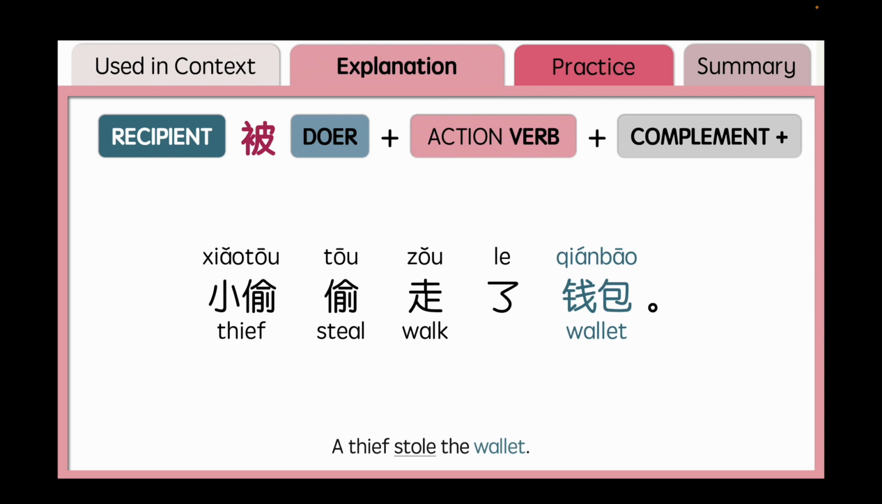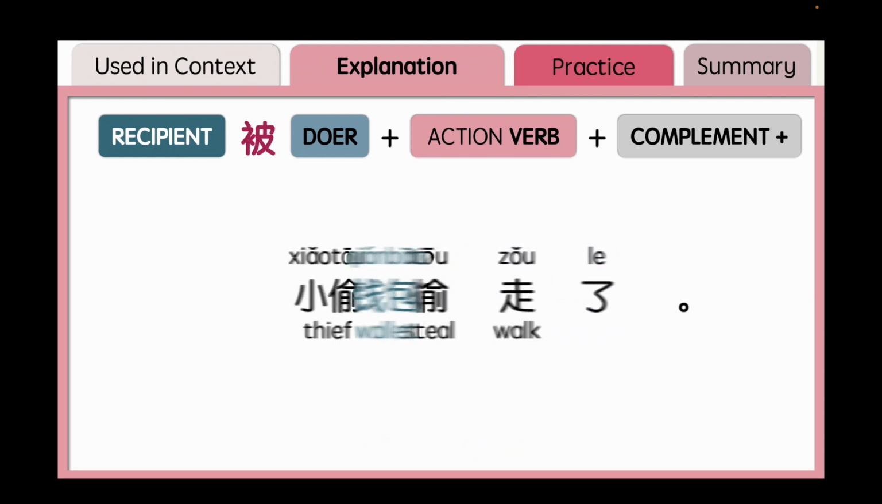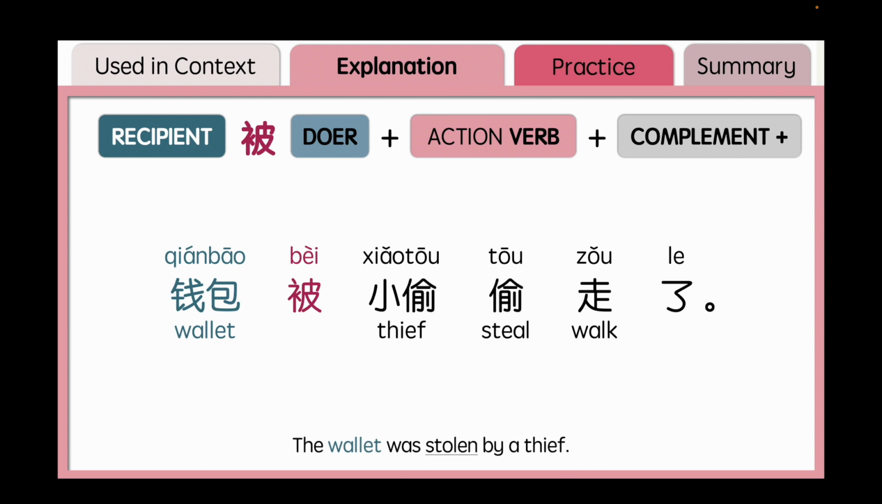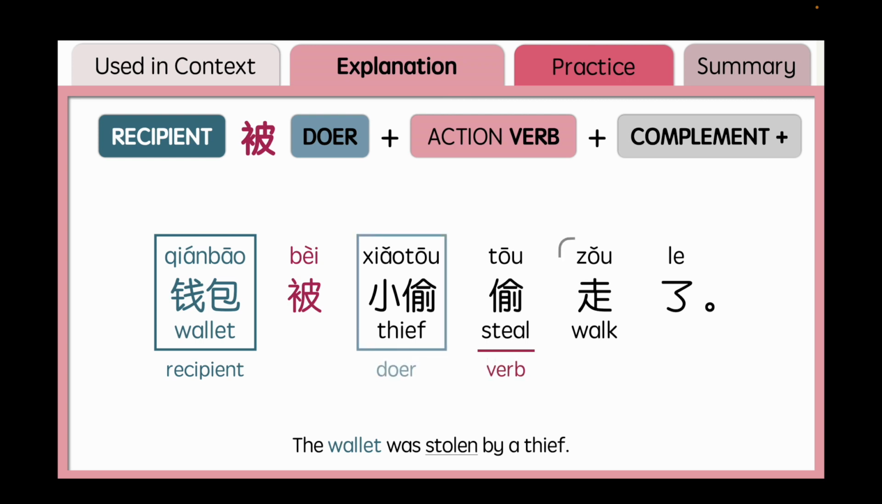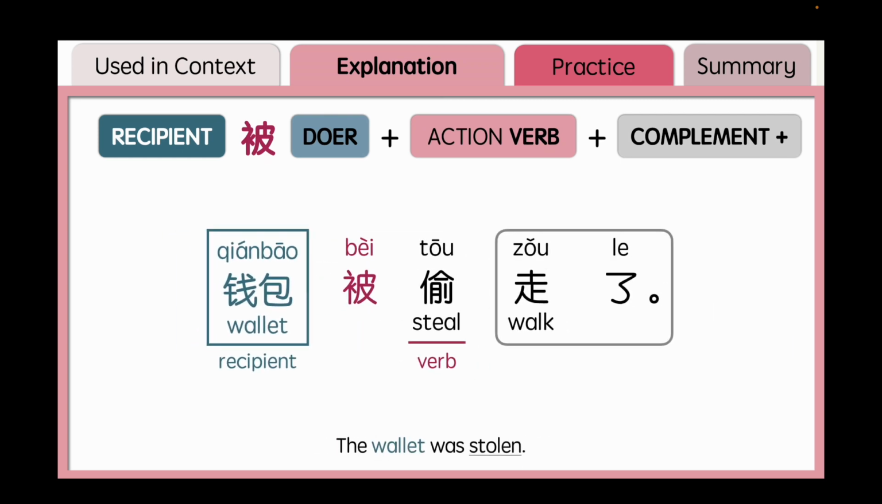小偷偷走了钱包 A thief stole the wallet. 钱包被小偷偷走了 The wallet was stolen by a thief. The recipient of the action 钱包 was stolen by the doer of the action 小偷. You can also omit the doer 小偷 and just say 钱包被偷走了 if you want.